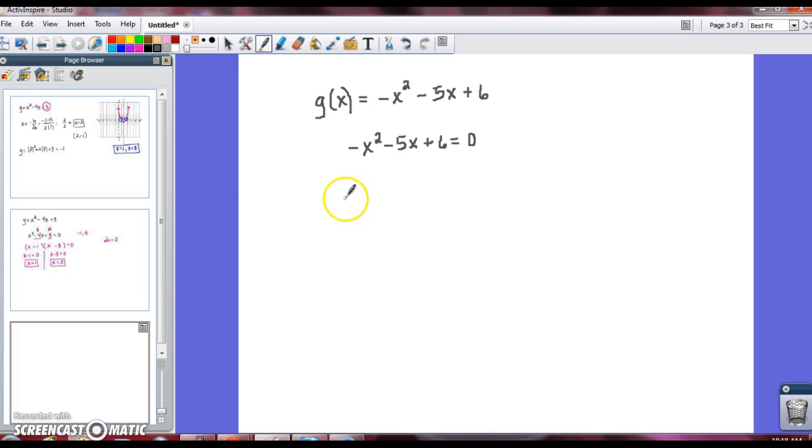So what I would do is I would get rid of it, and by doing that you make it very easy. The way that you do it is you just take -1 out of each of your terms. So what happens is all of your terms end up changing signs. So this was -x squared, now it's +x squared. This was -5x, now it's +5x. This was +6, now it's -6.